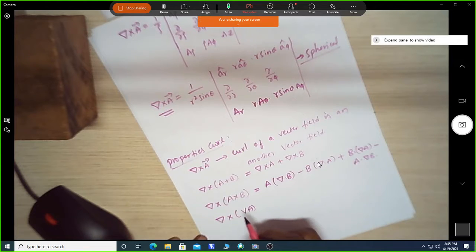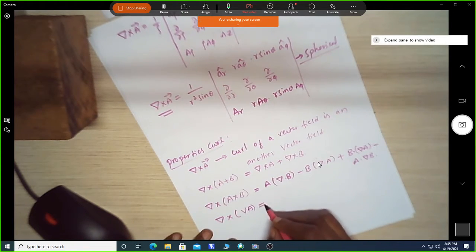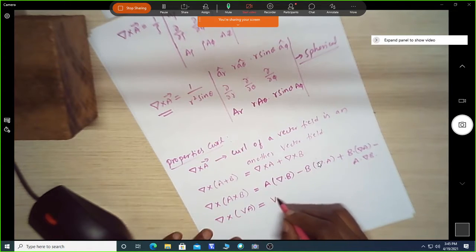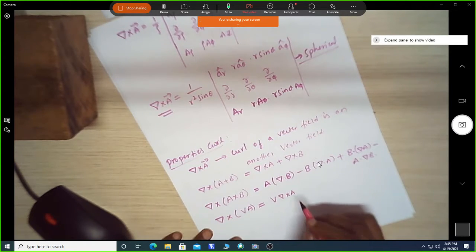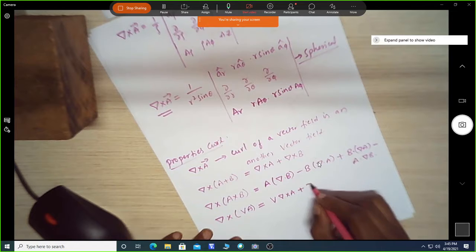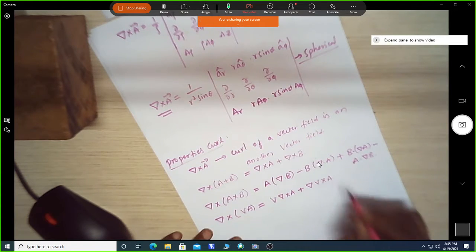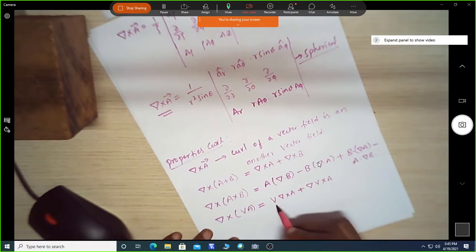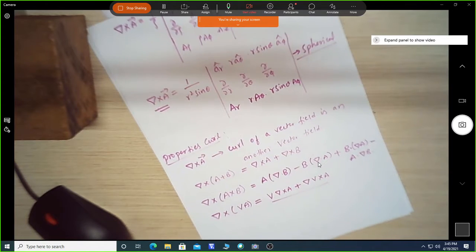Similarly, another important one is del cross of a scalar and a vector. If I have a scalar field as well as a vector, how does it operate? It gives V into del cross A, plus del V cross A.